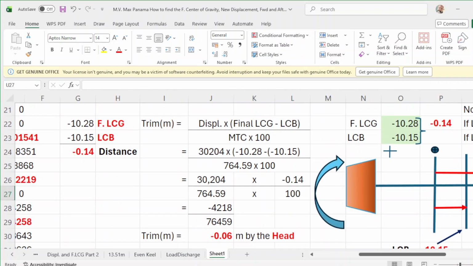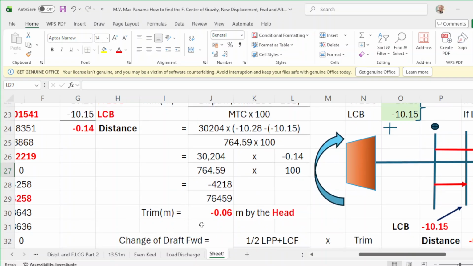Again, you have displacement, final LCG minus LCB, which is this one. Then your distance will be 0.14 times your displacement over MTC, which is 764.59 times 100, and multiply these two. This will be negative 4218. Divide by the MTC, that will be 76459, and your trim is negative 0.06 by the head.